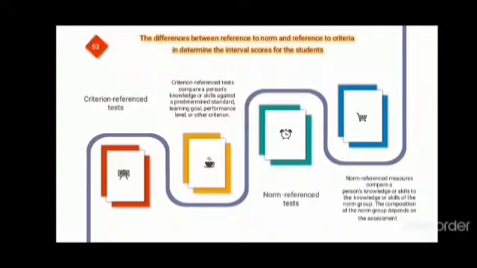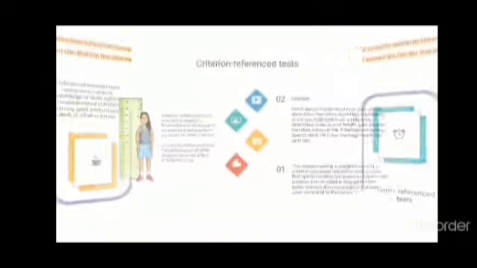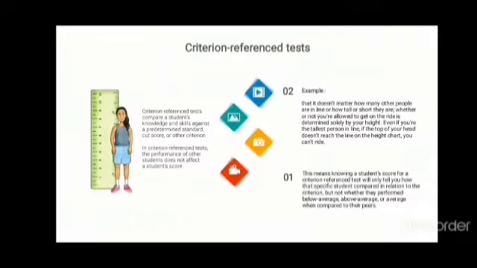Okay, criterion reference tests compare a person's knowledge or skills to a predetermined standard, learning goal, performance level, or other criterion of the students, of course. But a norm reference test measures and compares a person's knowledge or skills to a norm group, and the composition of the norm group depends on the assessment of the student. So next, we go to the criterion reference test.